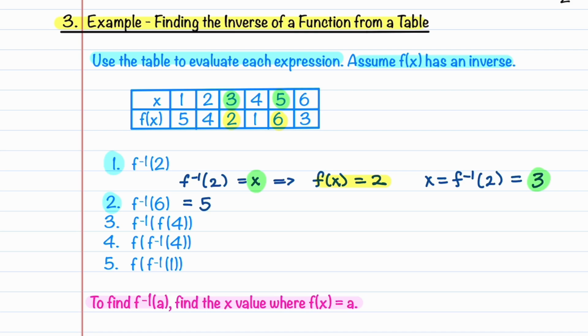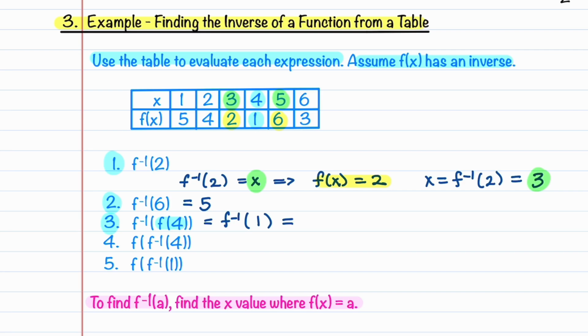Let's look at an example that's a little bit more complicated. This example says we want to evaluate f inverse of f of 4. So there's kind of an extra step here. We first have to find f of 4. To find f of 4, we go up to our table and find x is 4 and we see what that f value is. And that f value is 1. So this is equal to f inverse of f of 4, which is f inverse of 1.